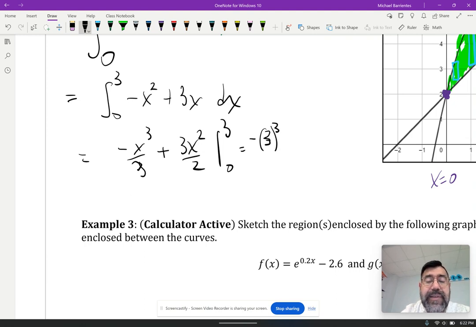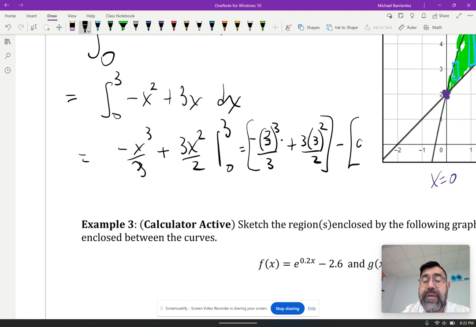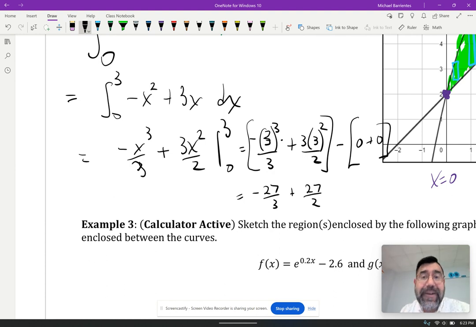I'm going to get negative 3 cubed over 3 plus 3 times 3 squared over 2, minus, and when I plug in 0, well, 0 to the third power is 0 divided by 3 is 0, plus 0 squared is 0 times 3 is 0 divided by 2 is 0. So that second part goes away. We don't even need to write it down. Let's finish this. Negative 27 thirds. Isn't that just negative 9 plus 27 halves, I guess? I believe that's what that is. Yes.